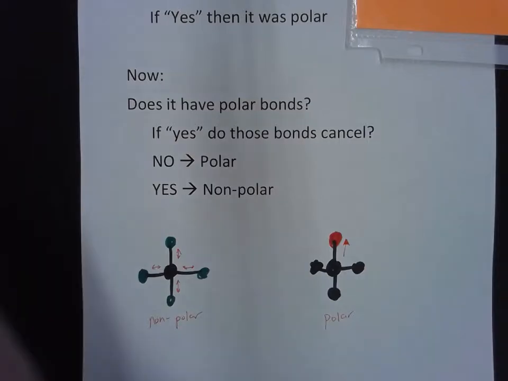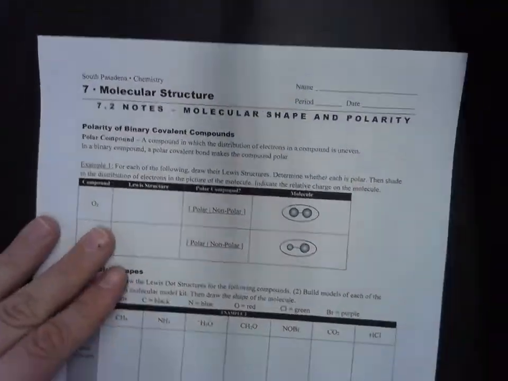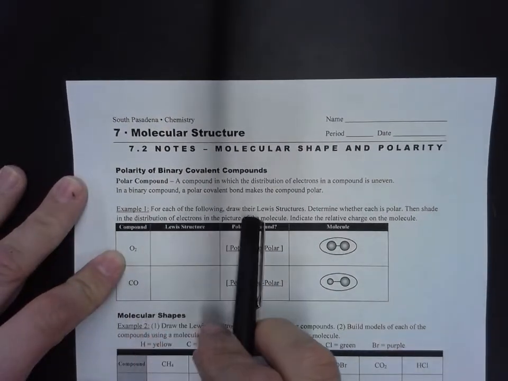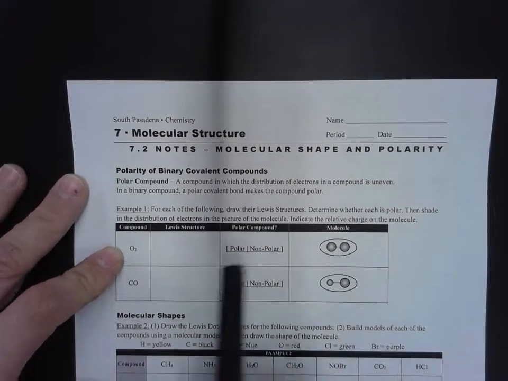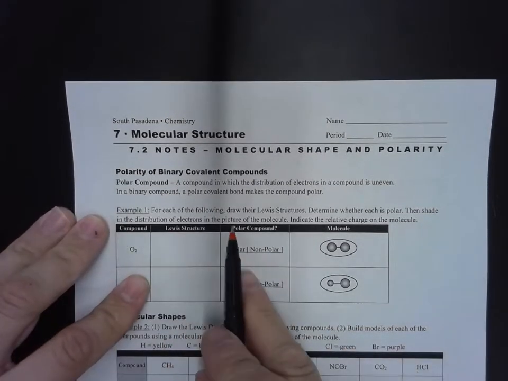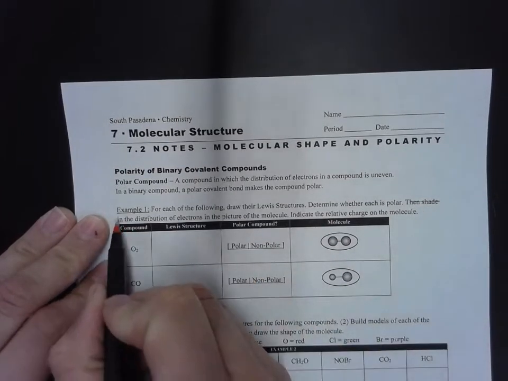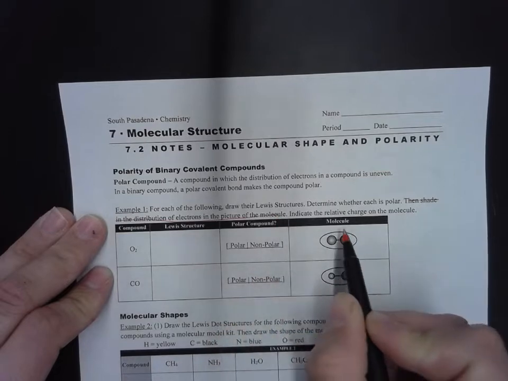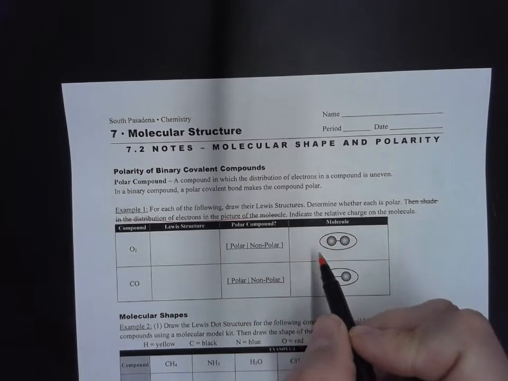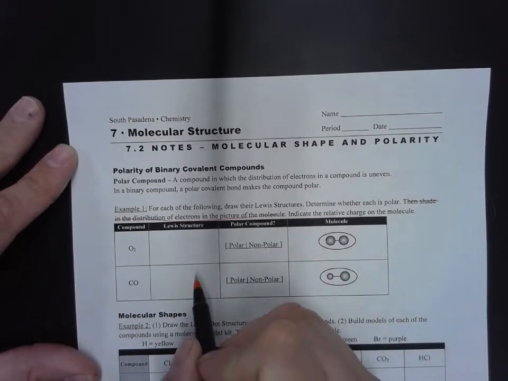Our note 7.2 says the following. A lot of this is filled out for you. For each of the following, draw their Lewis structures and determine whether each is polar. Then shade in the distribution of electrons in the picture. Let's not do that. Indicate the relative charge of the molecule. Maybe we'll answer that in a second.